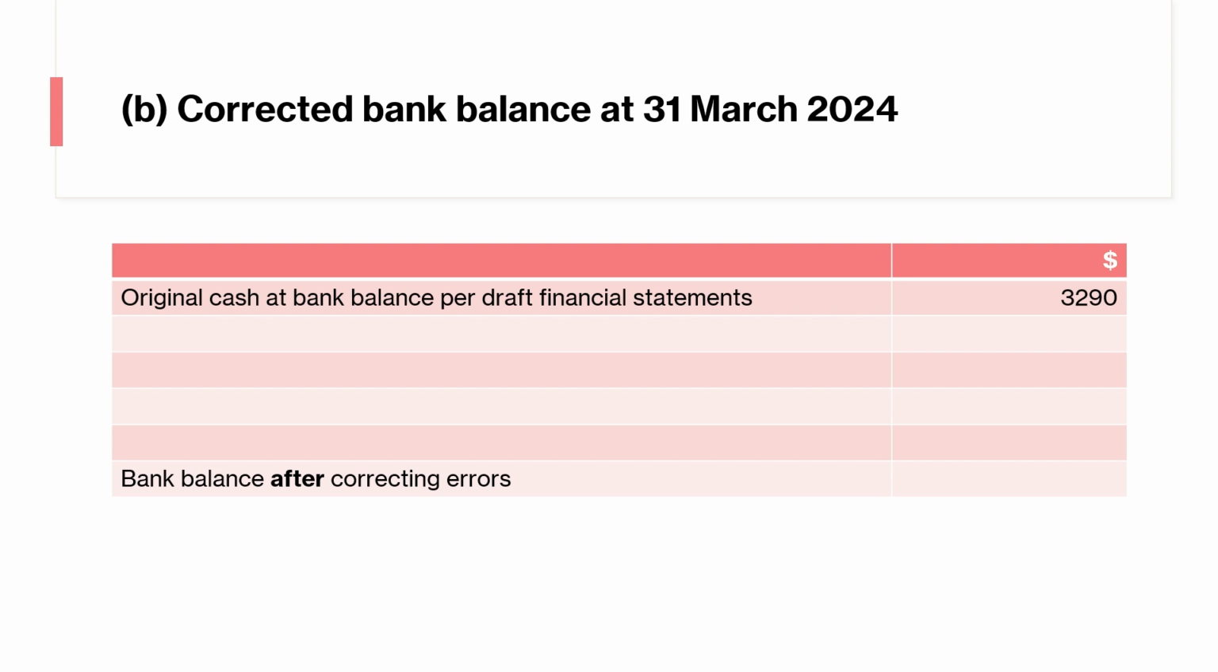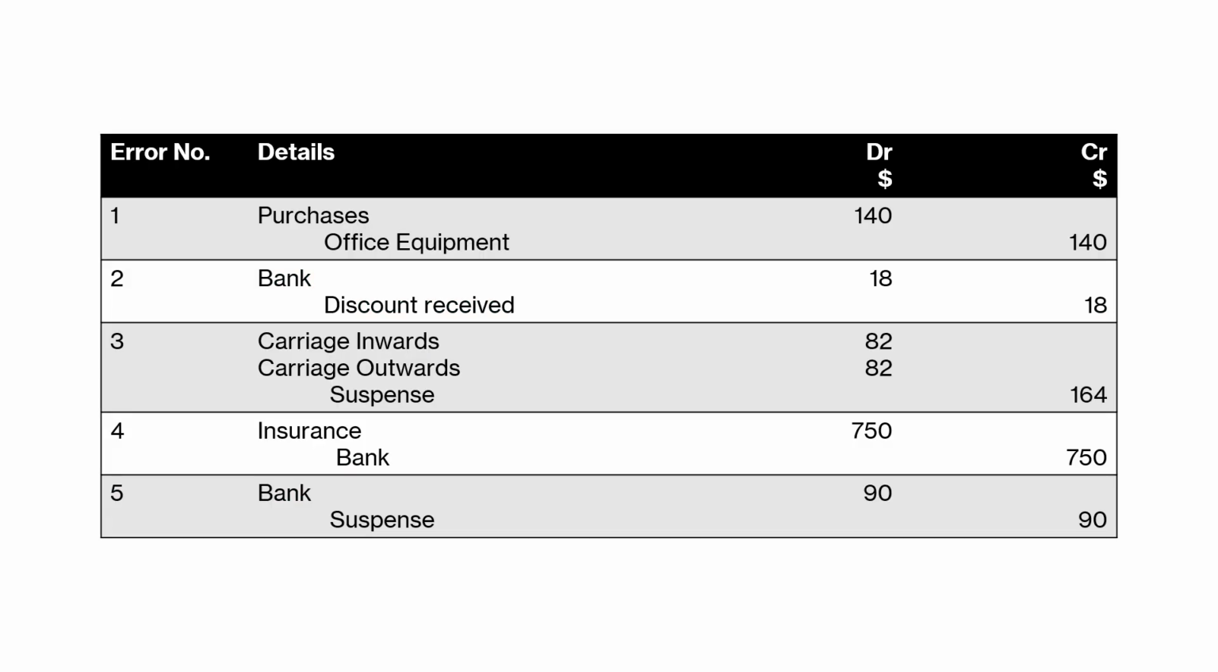Part B, we are supposed to calculate the corrected bank balance at 31st March 2024. And the original balance is given, which is 3,290. So first we have to see as to what errors affect the bank balance. So for that, we can go back to the journal entries we prepared. The first error, there is no entry made to the bank account, so we can ignore that.